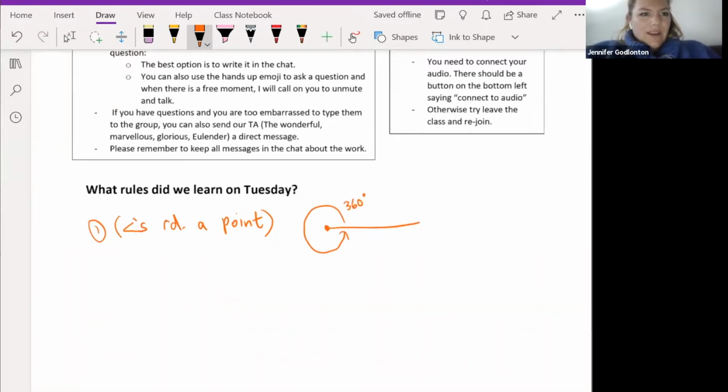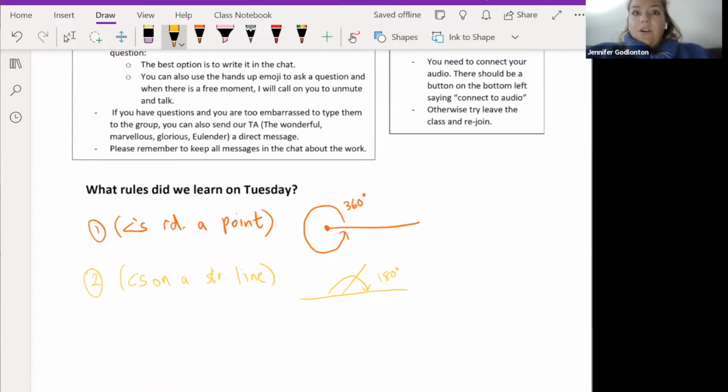Good. Okay. Apiwe, can you tell me our second rule that we learned about? Angles on a straight line. Yes. And when do we use that? When our degrees need to add up to 180. Good. So when we have multiple things on a straight line, they need to equal 180 degrees. Beautiful. Nice job, guys. So those are the two rules that we learned on Tuesday.